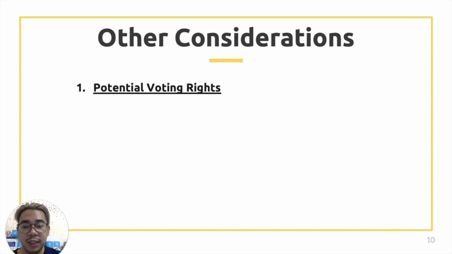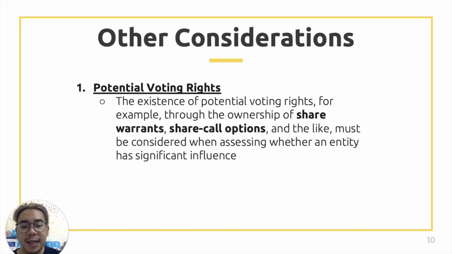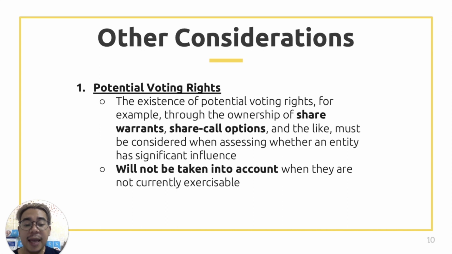Other considerations. Number one is potential voting rights. They are not yet voting rights, only potential. The existence of potential voting rights, for example share warrants and share call options, must be considered when assessing whether an entity has significant influence, but provided that they are currently exercisable. Because if they are not exercisable, then they should not be taken into account.